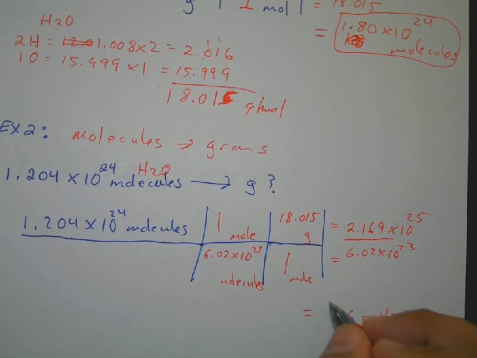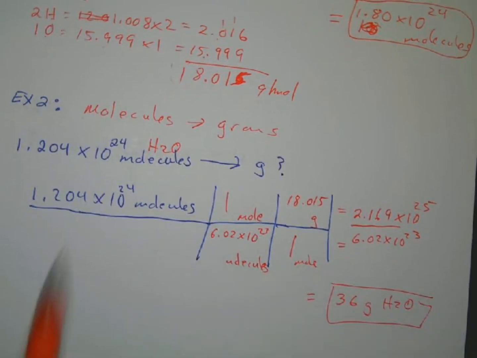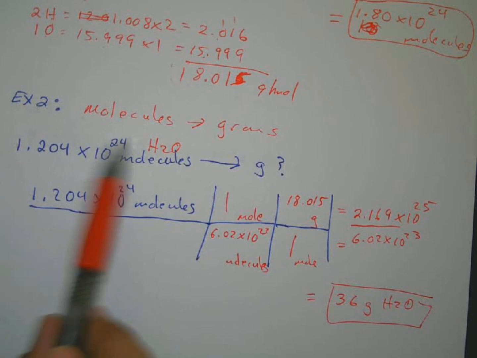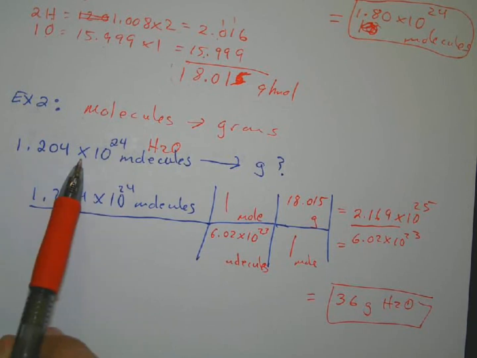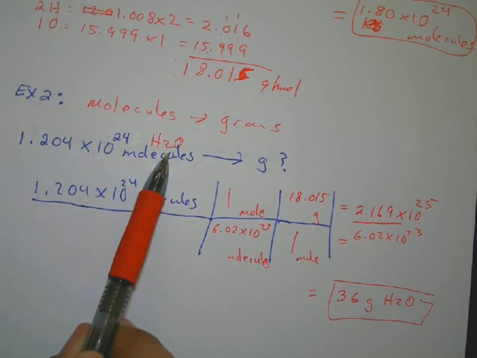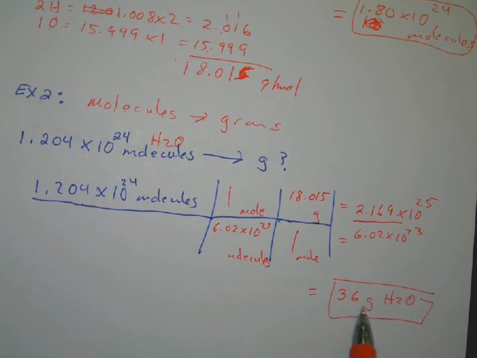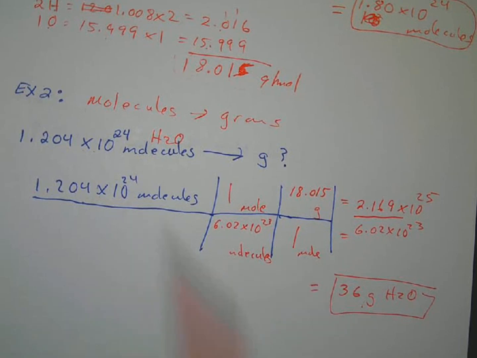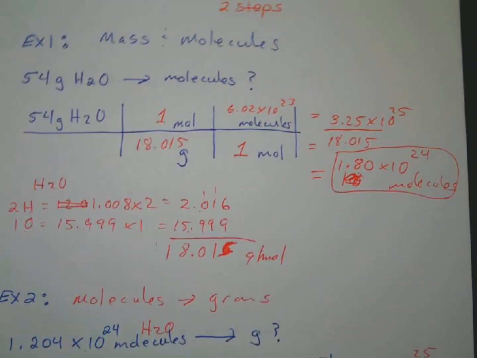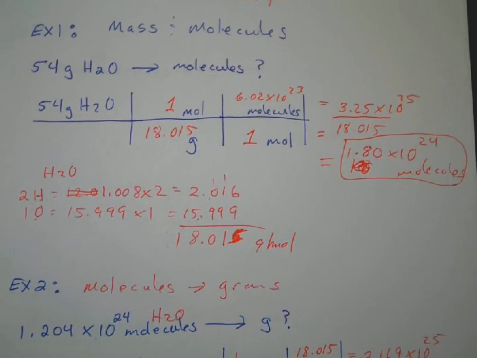Okay, easy. So if I have 1.2 times 10 to the 24th molecules of water, that is actually equal to 36 grams of water. That many molecules weigh that much. So guys, this is how you convert between mass and molecules, both examples.